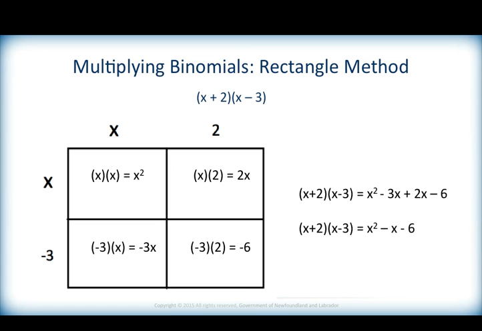So once we do that, we're going to add like terms. Really our like terms are on the diagonal there, 2x and negative 3x. Once we add those together, we're left with a negative x. We only have one constant term there, so we can leave that negative 6 alone. And we only have one variable of x squared, so that stays the same. Once we add our like terms on the diagonal, we have our solution. It is x squared, subtract x, subtract 6.